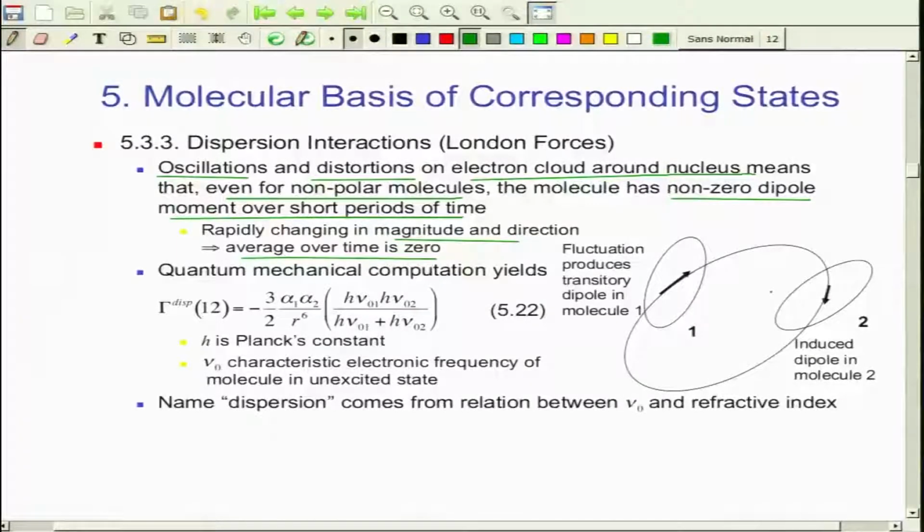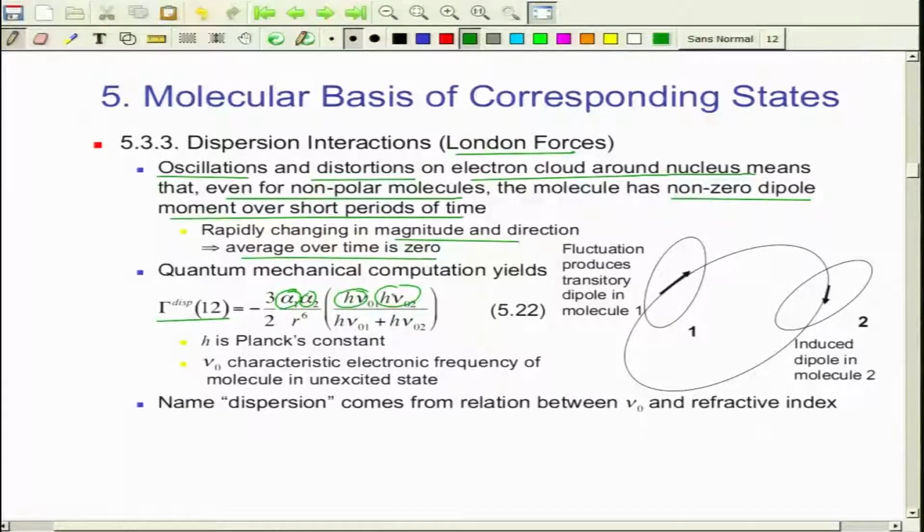Okay, which we call a dispersion interaction, also known as London forces. So what are the values here? The expression for this London dispersion term depends on the polarizability of molecule 1 and molecule 2, which is obvious because you are creating a dipole moment for a non-polar molecule. This also depends on the Planck constant and the characteristic electronic frequency of the molecule in the unexcited state.